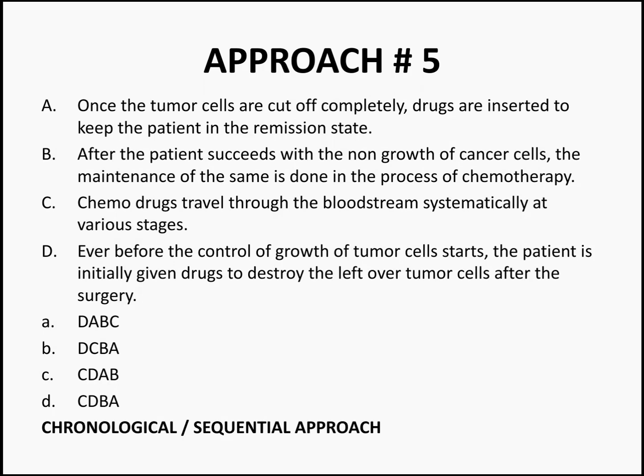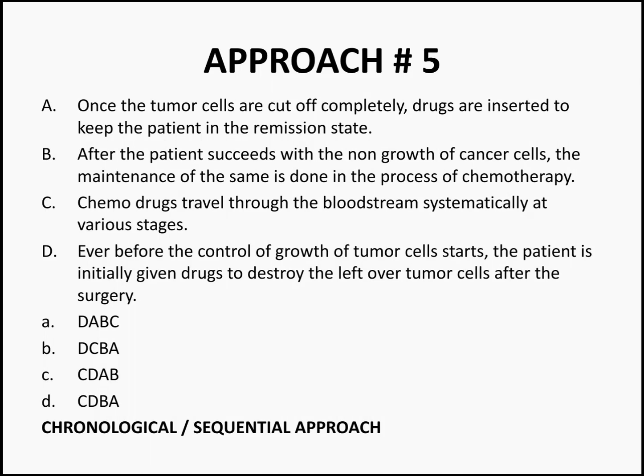Now read the first two statements, C and D, together. Chemo drugs travel through the bloodstream systematically at various stages. Even before the control of growth of tumor cells starts, the patient is initially given drugs to destroy the leftover tumor cells after the surgery. Now go back to your statement A. Once the tumor cells are cut off completely, drugs are inserted to keep the patient in the remission state. And your statement B, after the patient succeeds with the non-growth of cancer cells.